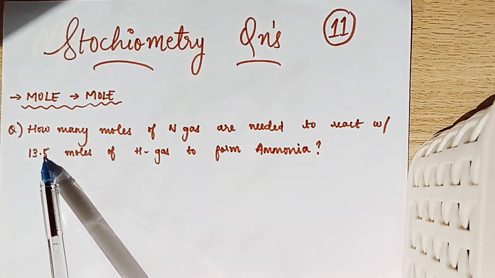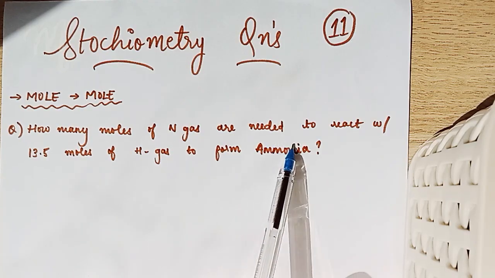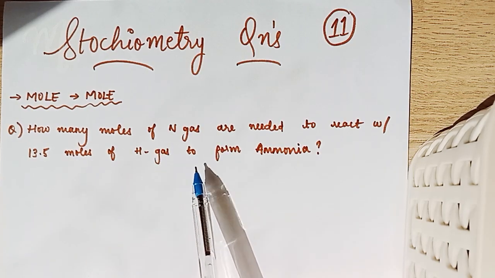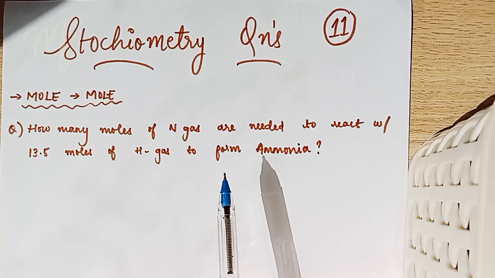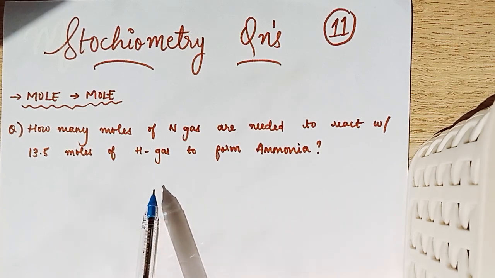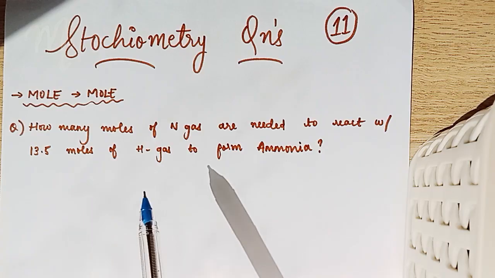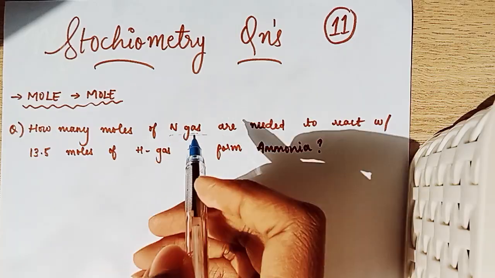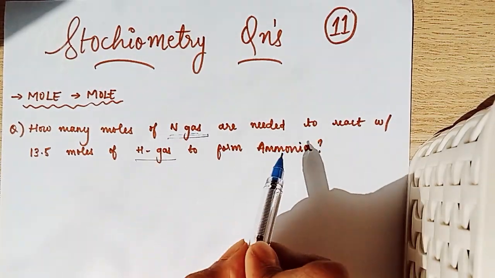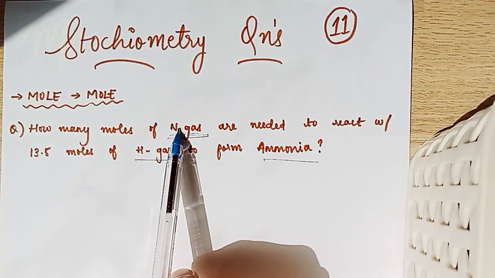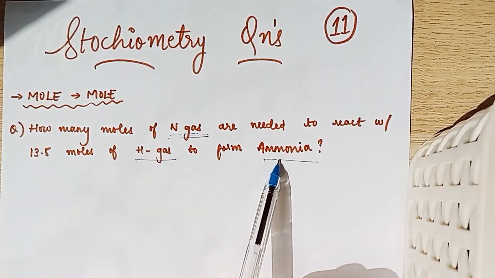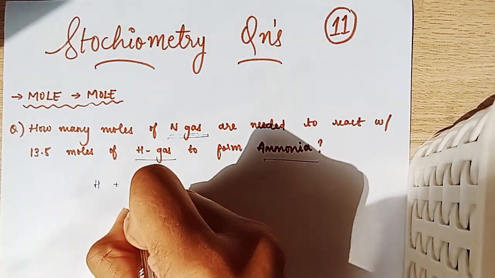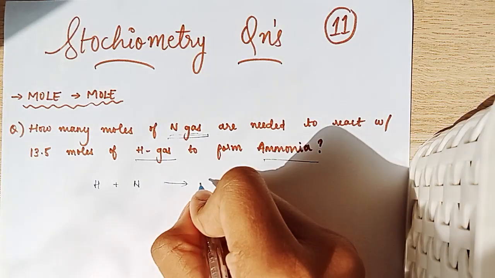So the question is, how many moles of N2 gas are needed to react with 13.5 moles of H2 gas to form ammonia? In most of the questions, they won't give us the balanced chemical equation and we need to form it. So how will you write this equation? Firstly, look at all the various compounds given. One is N2 gas, then H2 gas, then ammonia. So N2 gas reacts with H2 gas to form ammonia. That's there in the question. So H2 plus N2 gives us ammonia, NH3.